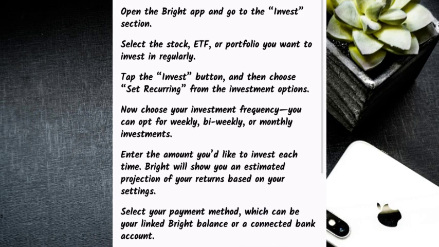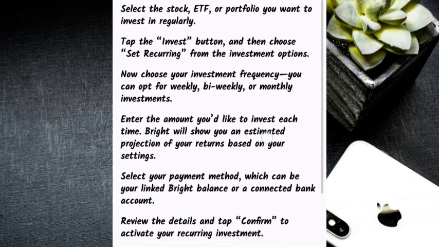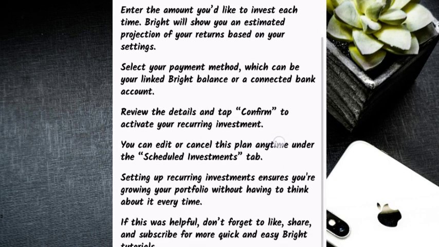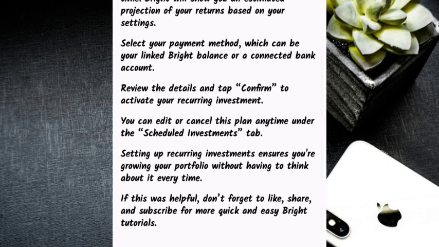Select your payment method, which can be linked Bright's balance or a connected bank account. Review the details and then tap confirm to activate your recurring investments. You can edit or cancel this plan anytime under the Scheduled Investments tab.